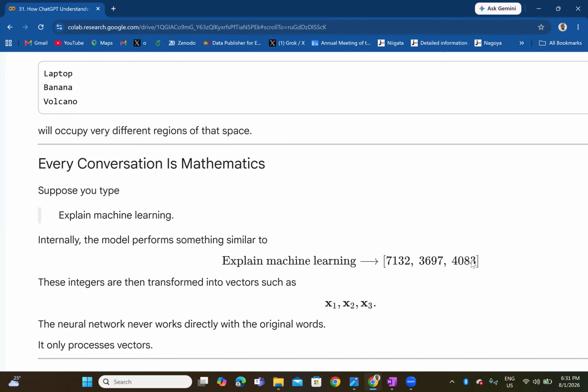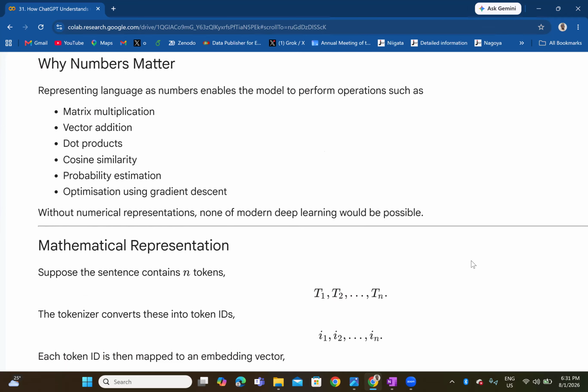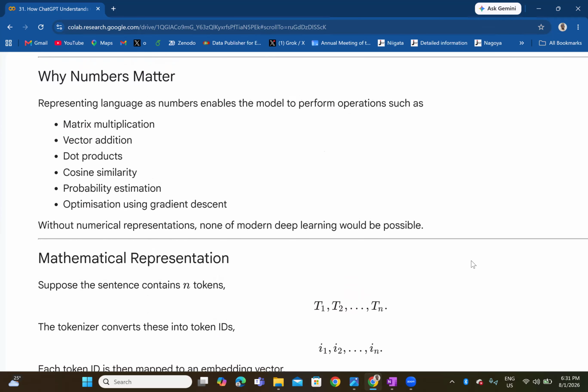These integers are then transformed into vectors such as x1, x2, x3. The neural network never works directly with the original words because it doesn't understand them. It only processes vectors. And that is why tokenization and embedding are necessary for ChatGPT, for us to converse with the machine. Now, why do numbers matter?